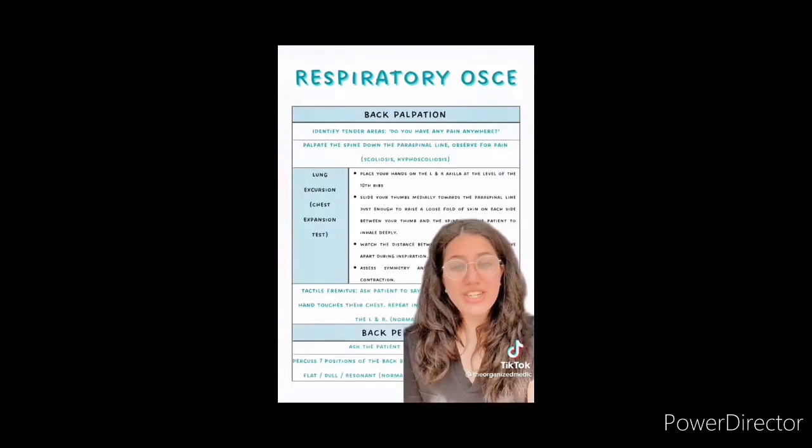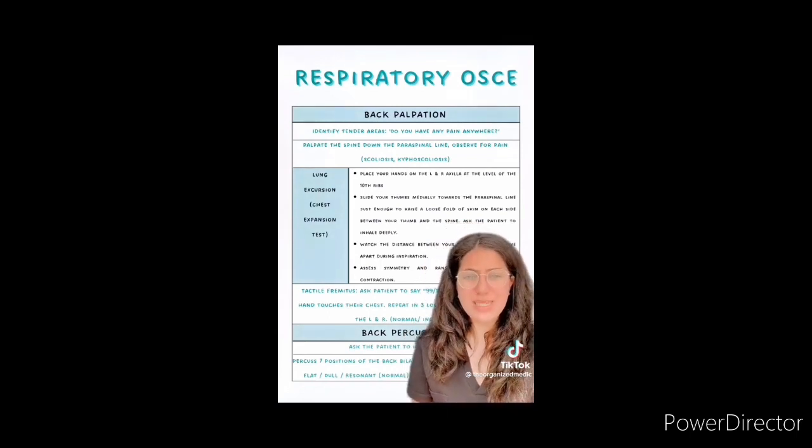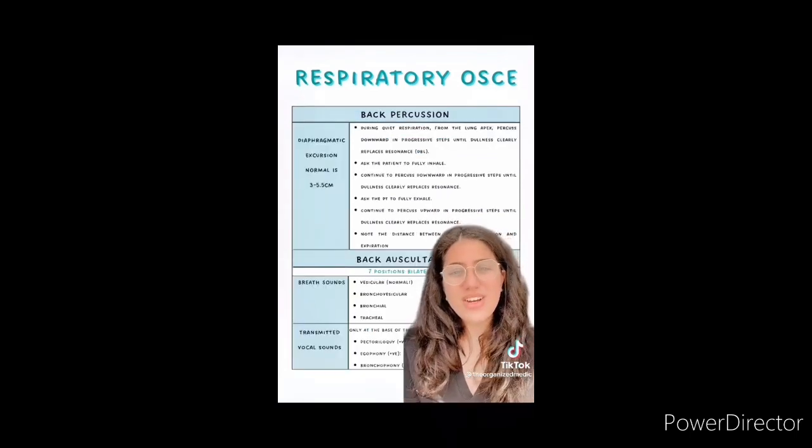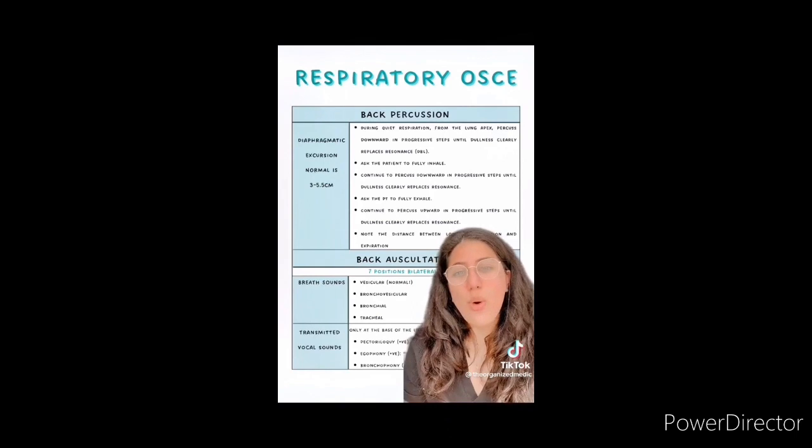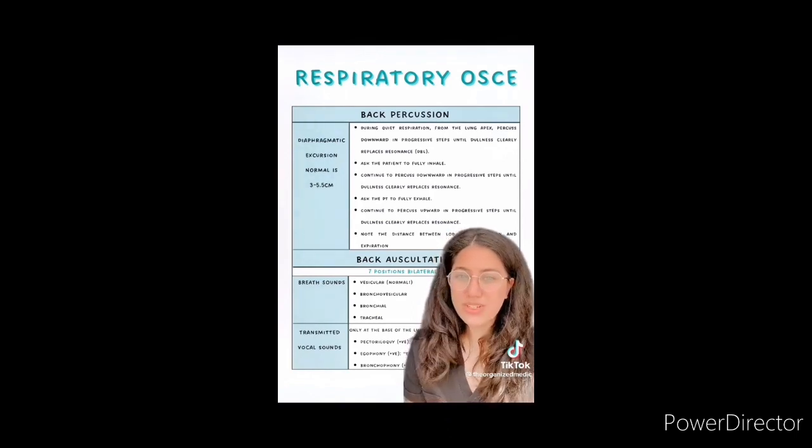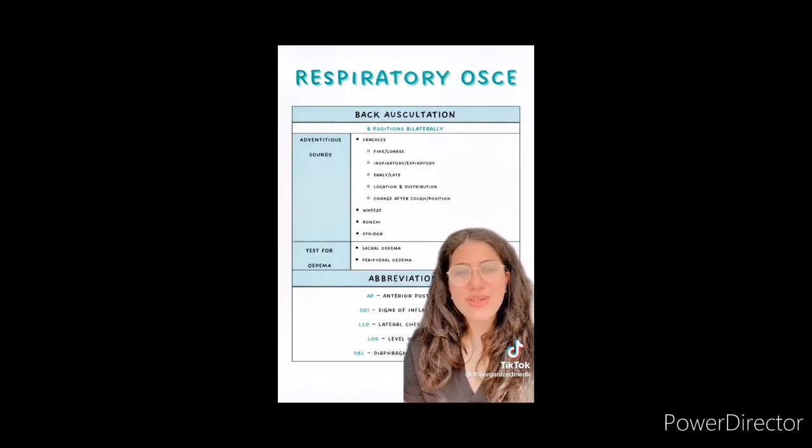Move on to back palpation. Again, we want to check for any tender areas before we start, and then we want to check for the lung diaphragm excursion. We then want to also percuss in the 6 positions bilaterally. Continue with back auscultation, listening for normal breath sounds, transmitted vocal sounds, as well as adventitious breath sounds. Finally, we're going to finish off with looking for sacral as well as peripheral edema.